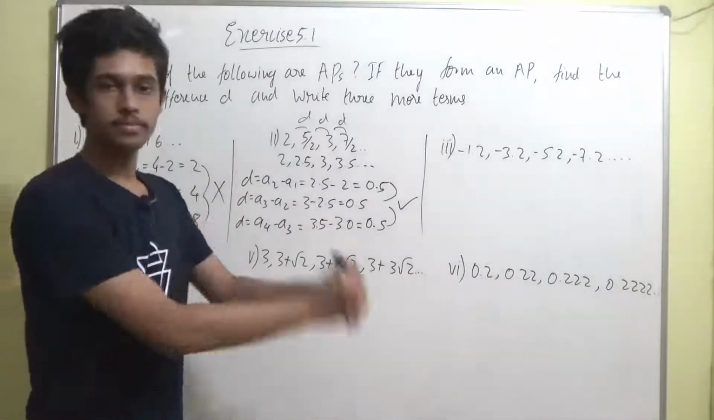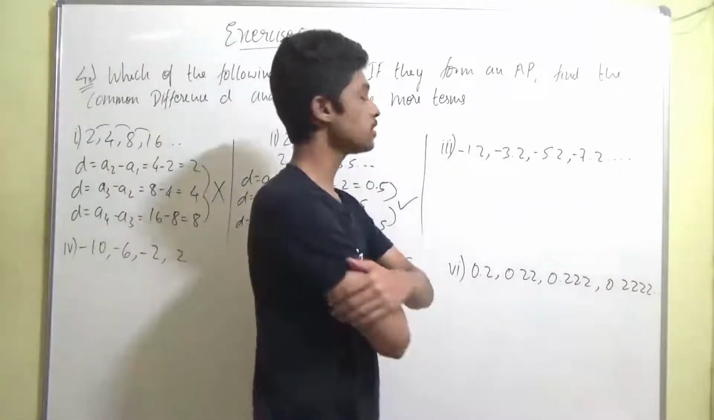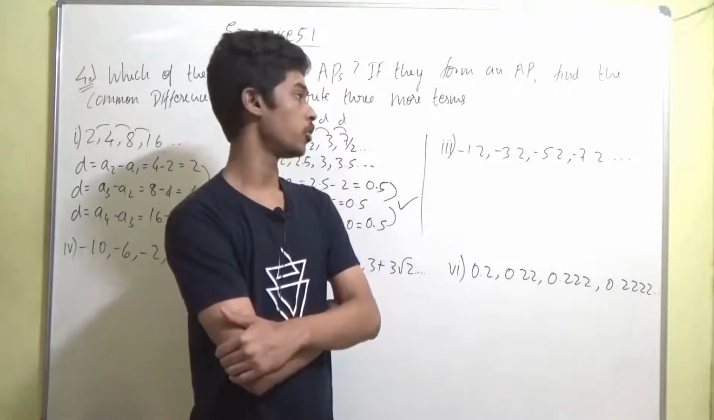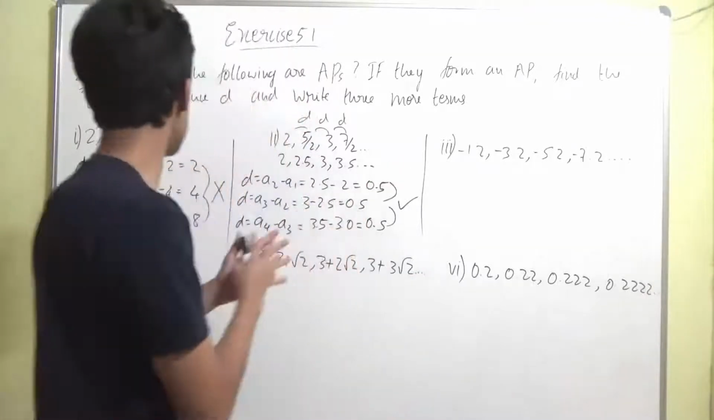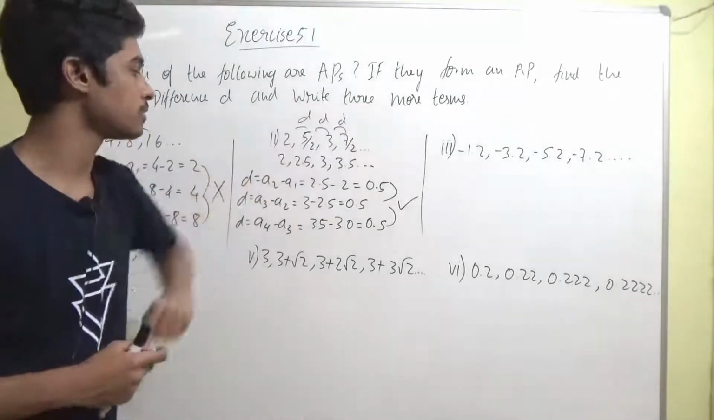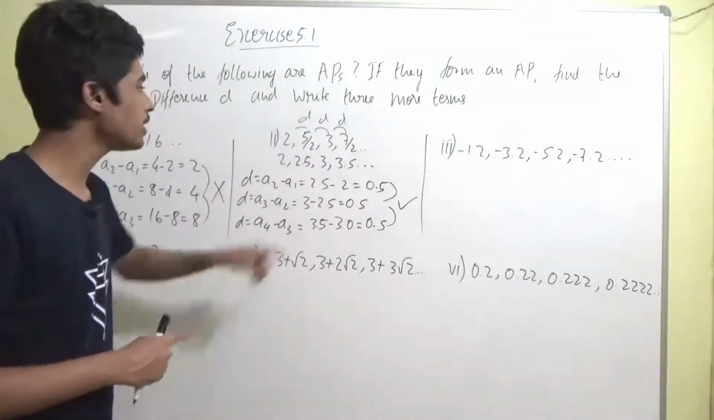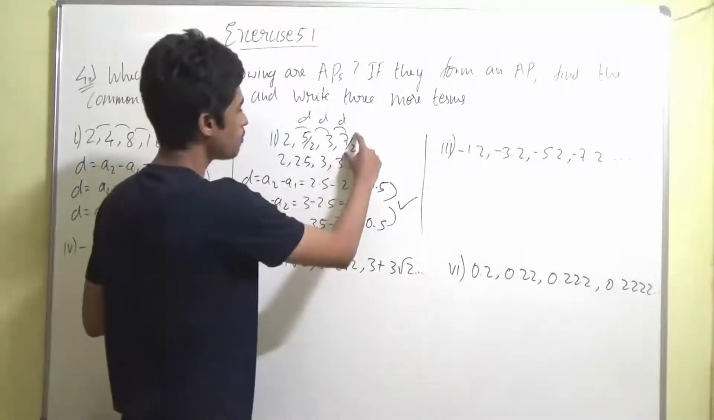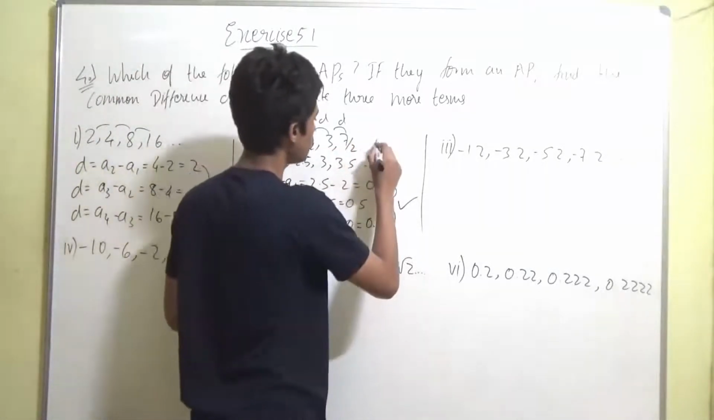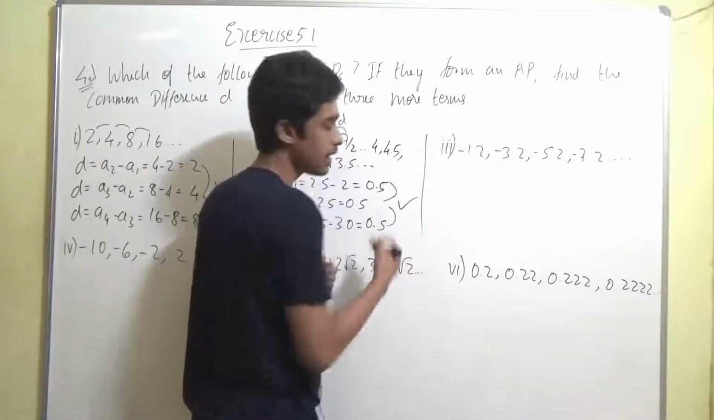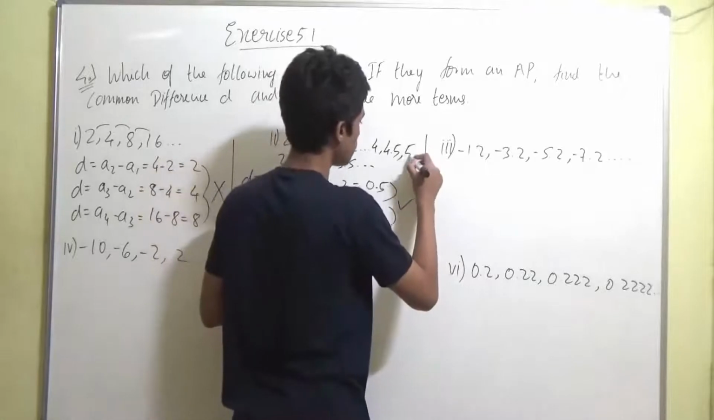Right, now let's go to the third sub question, which is minus 1.2, minus 3.2, minus 5.2, minus 7.2, and so on. Okay, guys, there's one step which you forgot in the second sub question. They said if it forms an AP, find 3 more terms, right? So the next 3 terms are going to be this plus 0.5, because the common difference is 0.5. So it is 3.5 plus 0.5, this will become 4. After that, again plus 0.5, it will become 4.5. Again after that plus 0.5, that will become 5.